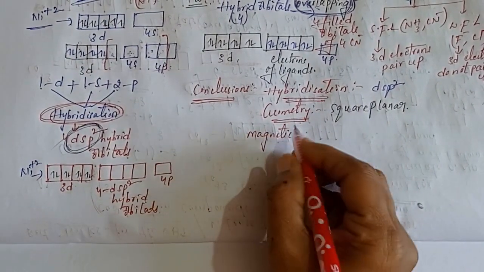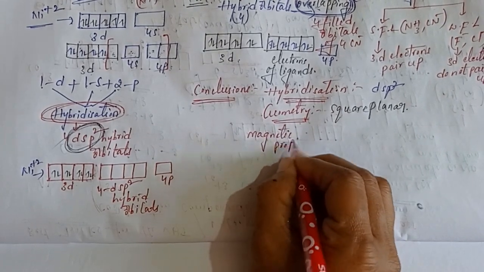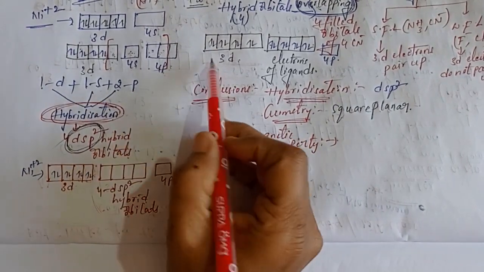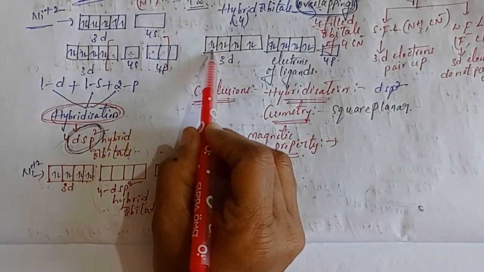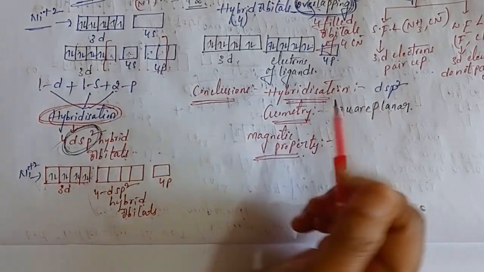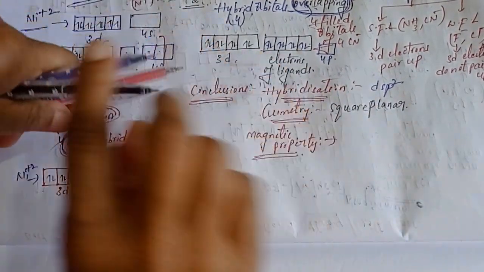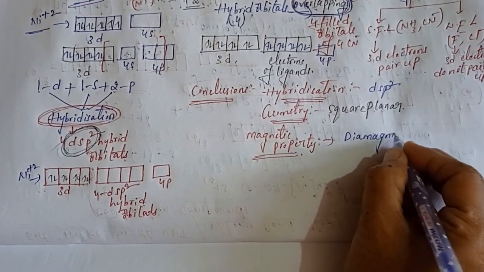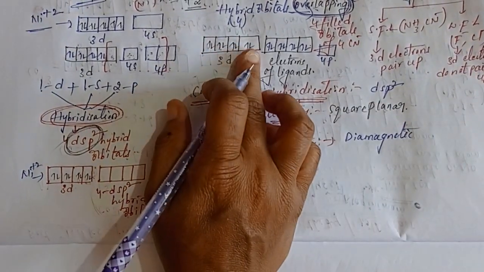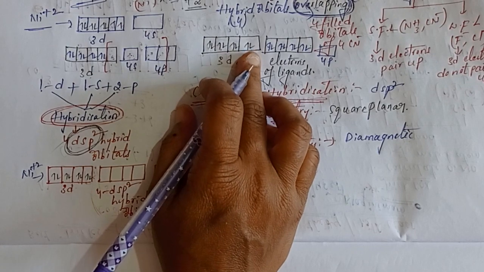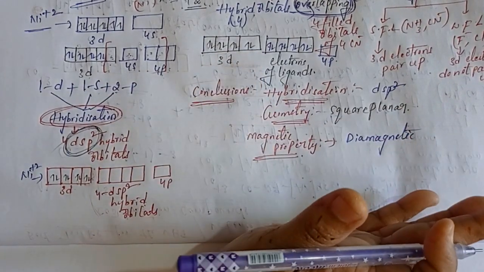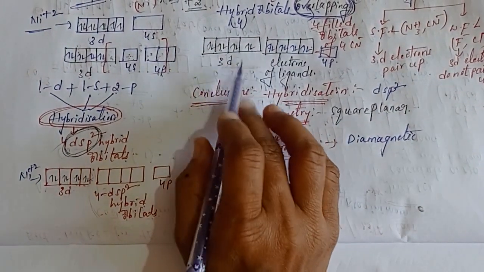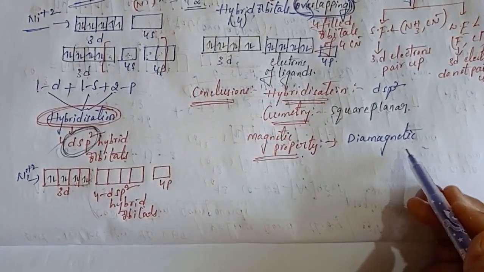For the given complex, whether paramagnetic or diamagnetic, it completely depends on 3d electrons, students. See here, all are paired. So paired means which one, students? Diamagnetic. If suppose any unpaired electron is there, what you have to write? Unpaired electron is there, that is paramagnetic, students. Diamagnetic, because 3d electrons are paired. That's why it is diamagnetic, students.